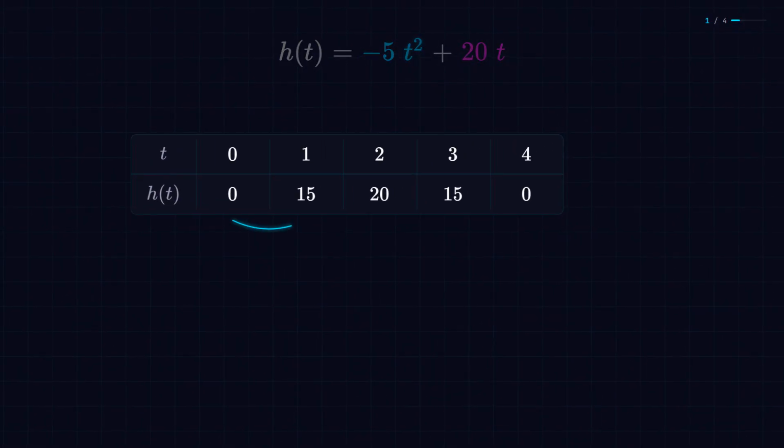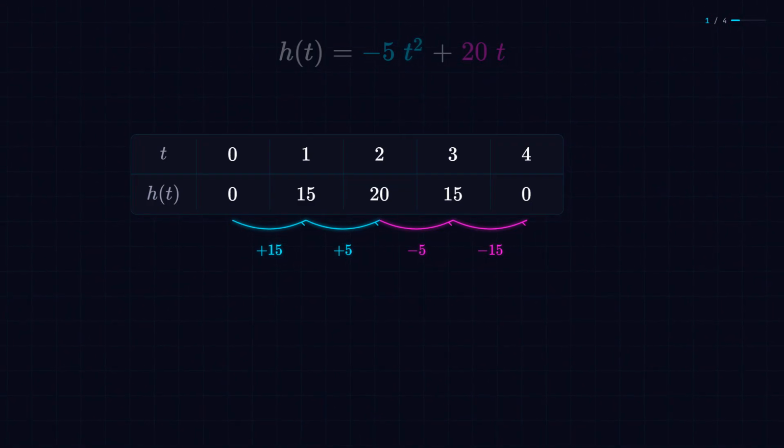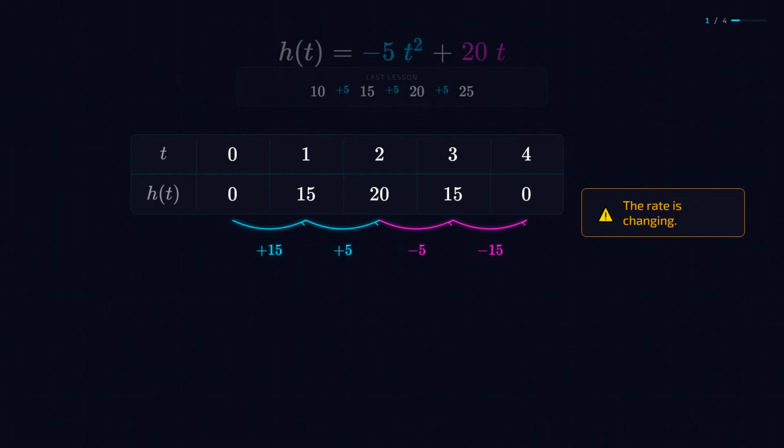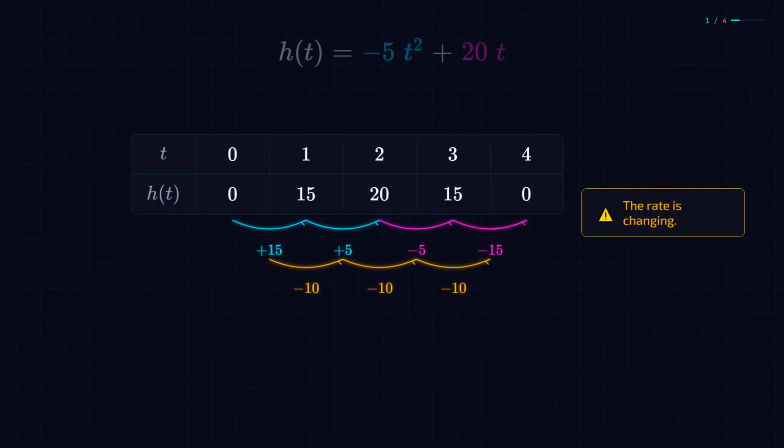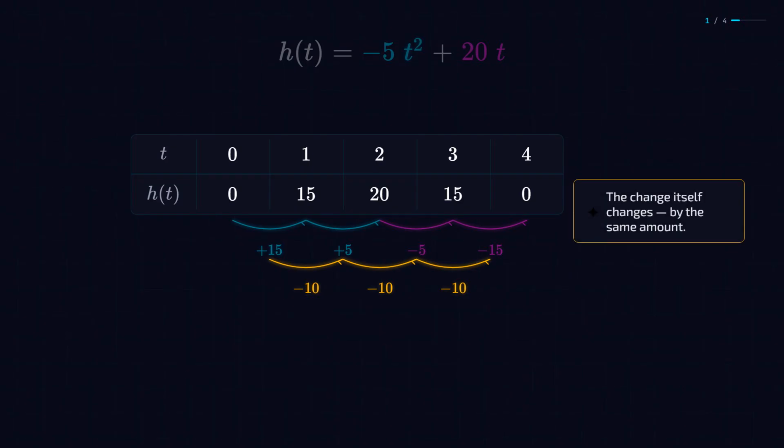Now look at the jumps between the heights. Up 15, up 5, down 5, down 15. With the phone bill, that jump was the same every time. Here, the rate itself is changing. But watch the change of the change. 15 to 5, minus 10. 5 to minus 5, minus 10. Minus 5 to minus 15, minus 10 again. The rate changes, but by the same amount every second. That hidden pattern is the mark of a brand new kind of function.